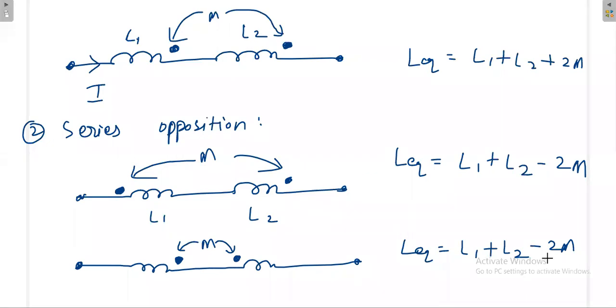Again, sometimes this is a very simple method, simple dot convention. Sometimes if you have more than two inductors, then you may have more than two mutual inductances, many more mutual inductances. Then at that time you should know how to solve. Say we'll take a problem.